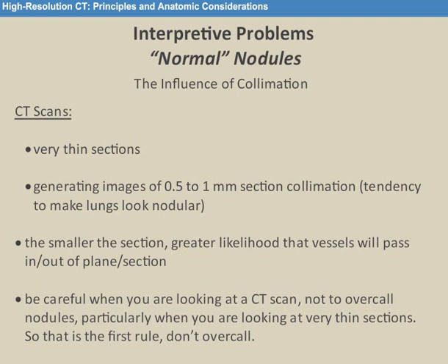Nowadays, that shouldn't be so much of a problem because we can generate MIP images and we can tell vessels for what they are and we can tell nodules for what they are. So remember, be careful when you're looking at a CT scan not to overcall nodules, particularly when you're looking at very thin sections. So that's the first rule: don't overcall.